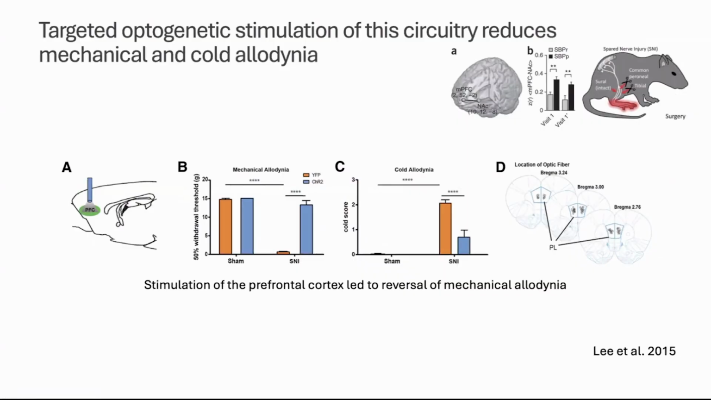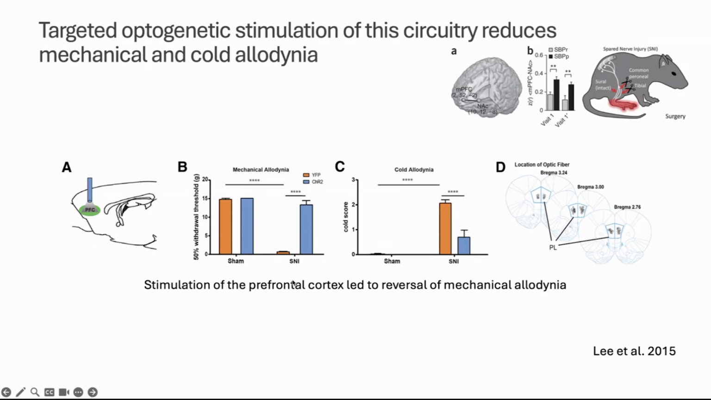There have also been some studies with mice and rats where you can use optogenetics to directly stimulate some of these areas. This study actually stimulated the prefrontal cortex. And what they found is that in sham animals, it doesn't really make a difference because, again, these mice don't have mechanical allodynia. They are perfectly normal. But in mice that had a spared nerve injury, when you activate the prefrontal cortex, you will see that their mechanical allodynia levels return to normality very quickly.